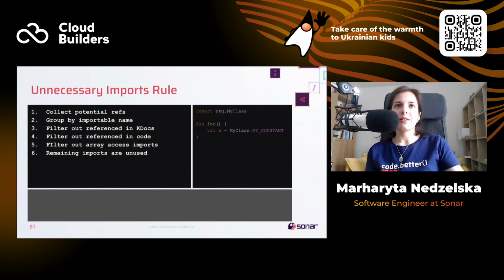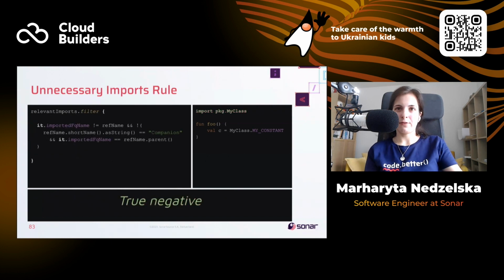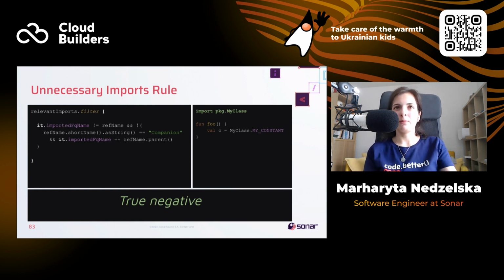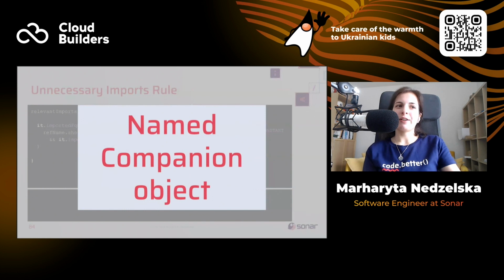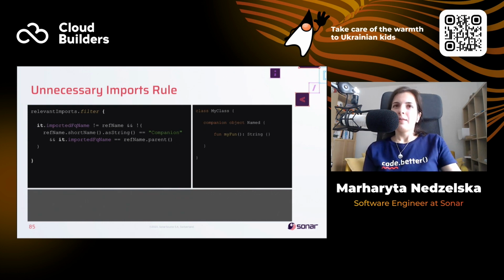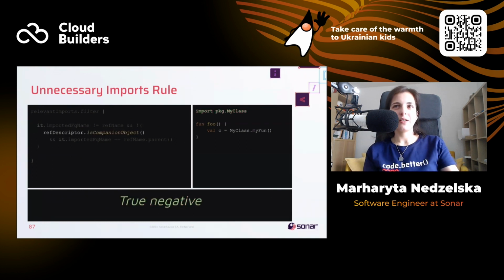For a companion object, the referenced name is not actually the one that is imported, and that's why we had a false positive. It was pretty easy to fix because the importable name is companion, so you can just check if the importable name is companion and check the reference of the parent. But then we realized that we also forgot about named companion objects, because some people don't just use a companion object, they write it with a name. Okay, we had to investigate it. We found out that in the not that well documented Kotlin compiler there is a specific function, is companion object, so we fixed it.